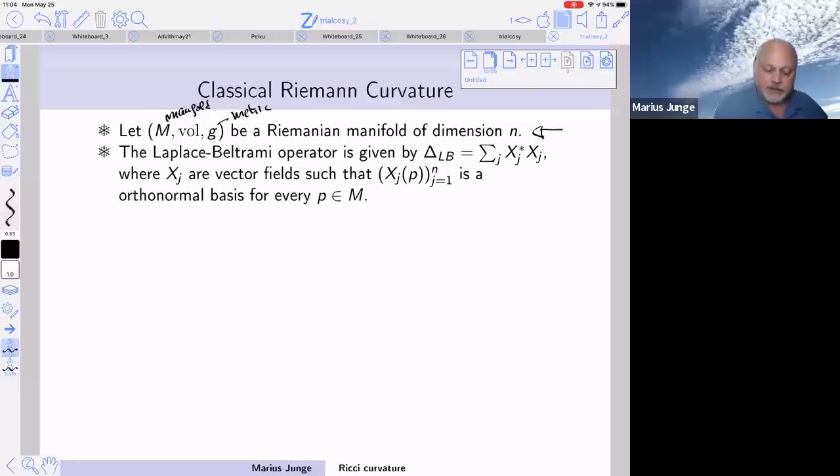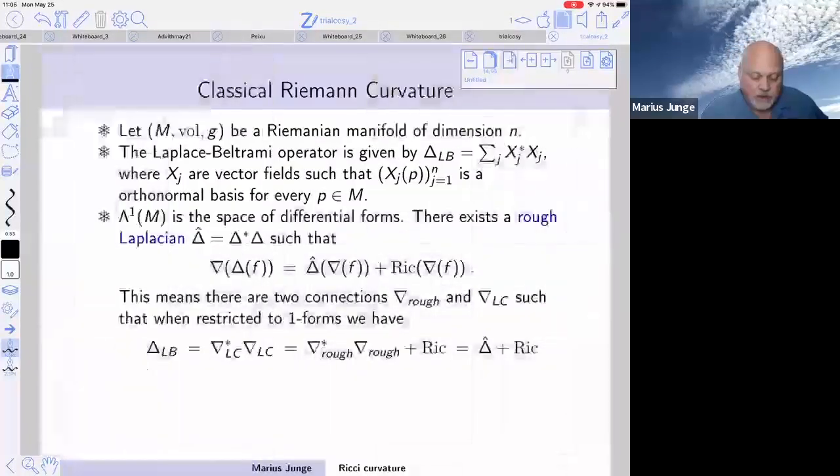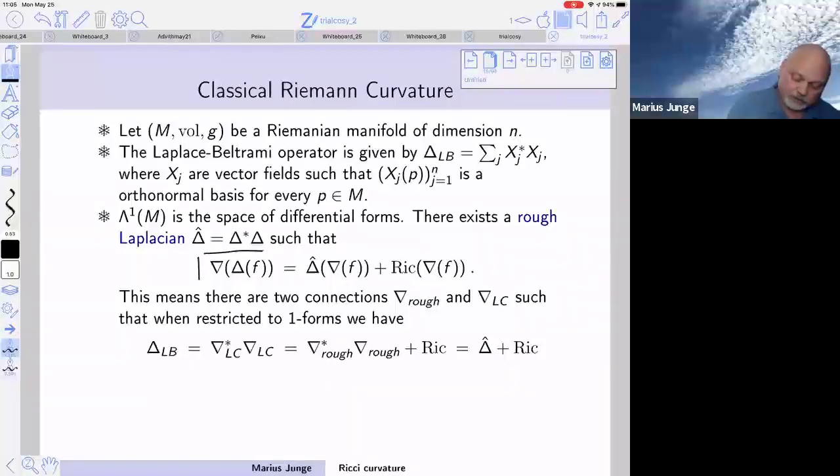Then there is a Laplace-Beltrami operator, which is the sum of squares, right? Often this is written as the summation of minus X_j squared for an orthonormal basis of vector fields. So that's the Laplace-Beltrami operator. This is part of the data, and it comes from the metric. This is part of the data which is induced. And then the Ricci curvature I'm interested in is this funny equation.